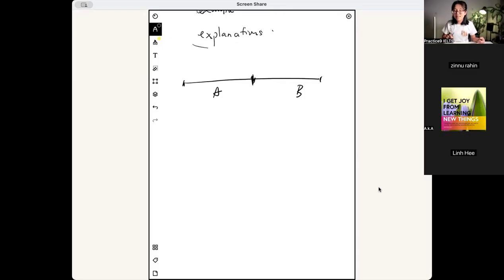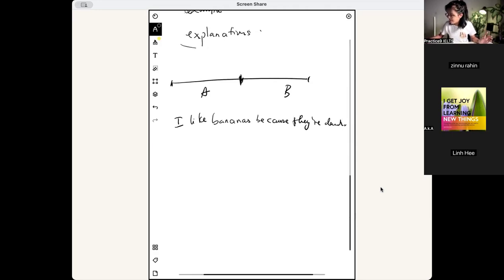Okay, so I'm going to give you an example of a compound sentence. I like bananas because they are delicious. Okay? This is a compound sentence. Is it simple? It is very simple, but it is a compound sentence.